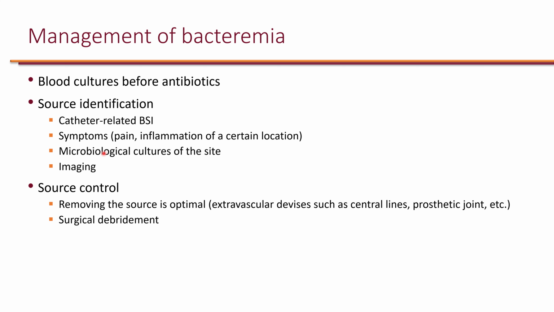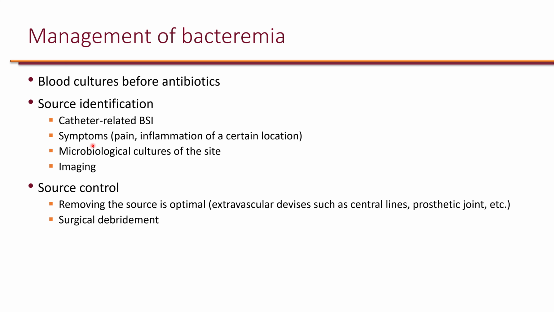Microbiological cultures of the site. If there is a wound, for example, and you culture it and grow something, and the same thing is growing in the blood, or if you have a respiratory culture that is growing something that matches what's growing in the blood, that identifies the source of the bacteremia.